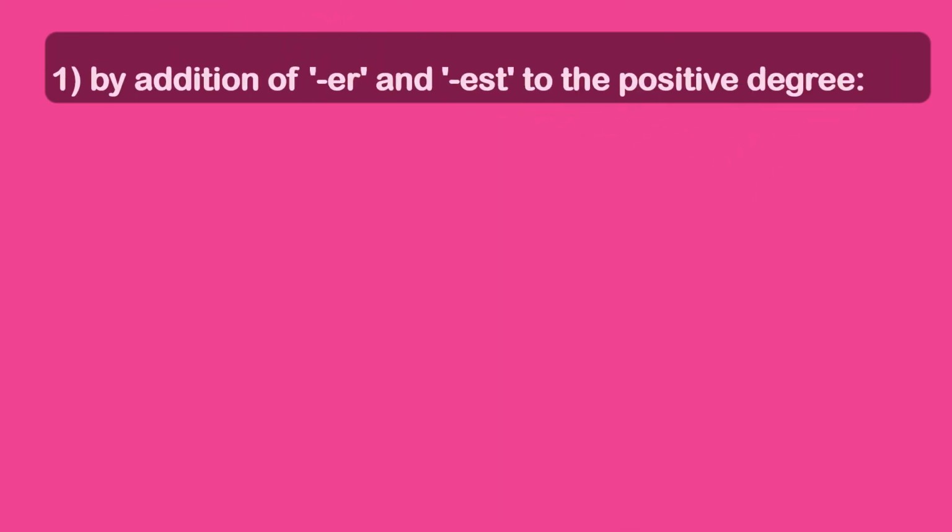We will learn how they change their form. A few rules show how the comparative and superlative degrees are formed from the positive degree, and we will learn them now. By adding ER and EST to the positive degree. The first rule is that we add ER and EST to the positive degree.